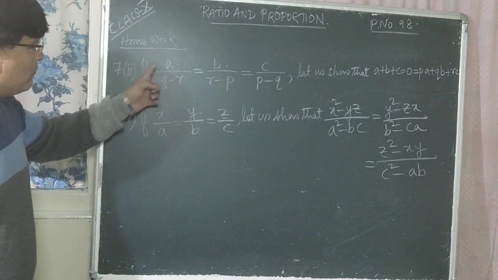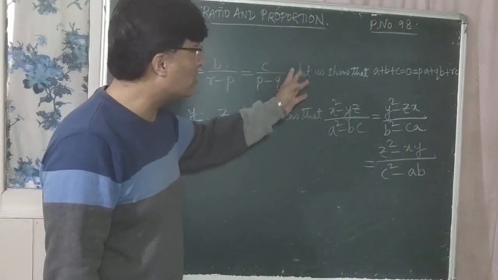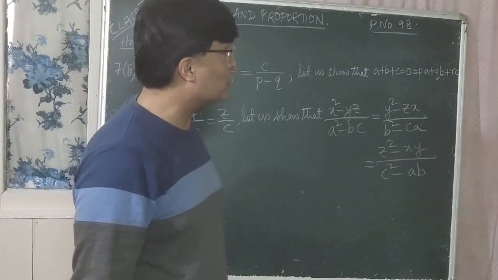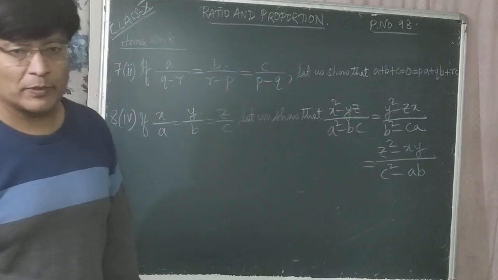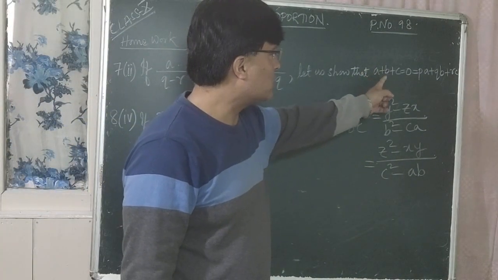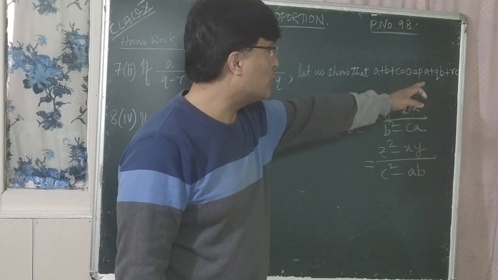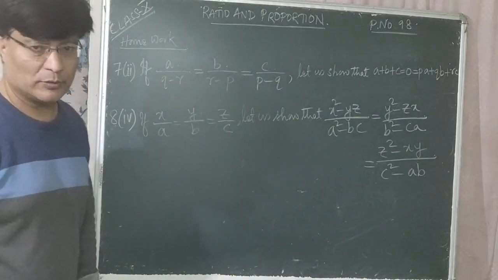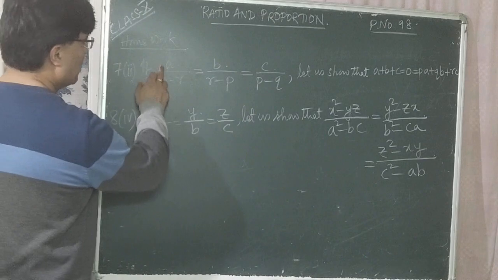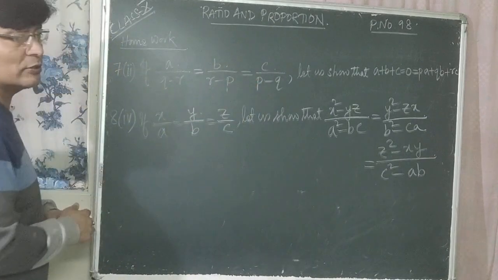That is, if A upon Q minus R is equal to B upon R minus P is equal to C upon P minus Q, show that A plus B plus C is equal to 0, and also PA plus QB plus RC is equal to 0. So you have to prove the two parts out here: A plus B plus C is equal to 0, and also you have to prove that the right hand side, PA plus QB plus RC, is also equal to 0. Okay? So in this case you can use the K method, right? A upon Q minus R is equal to B upon R minus P is equal to C upon P minus Q is equal to K.